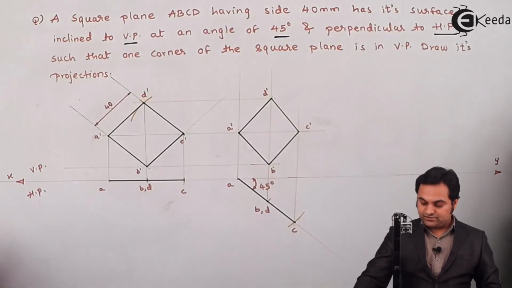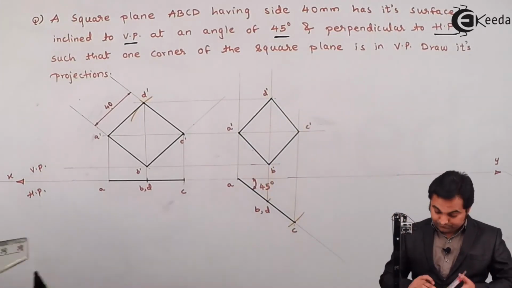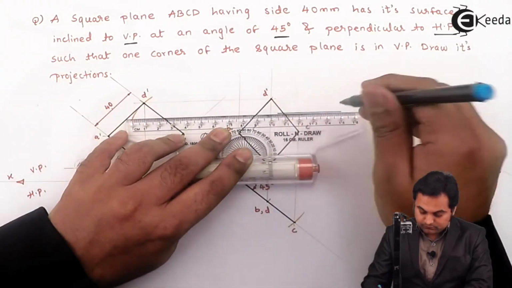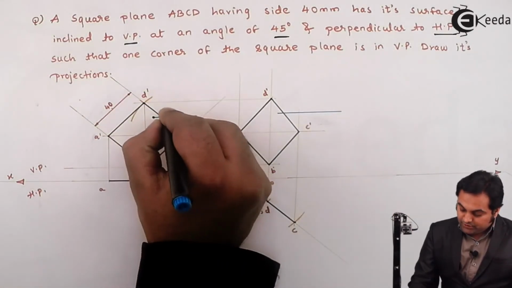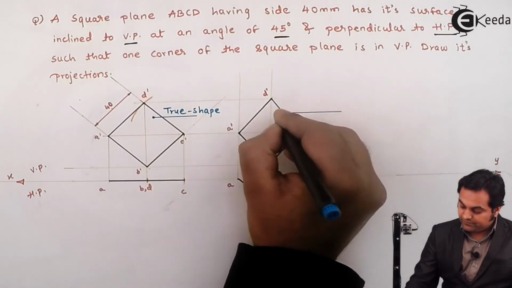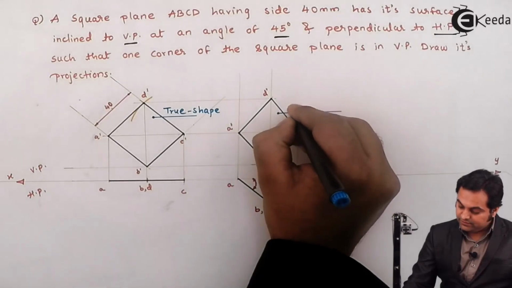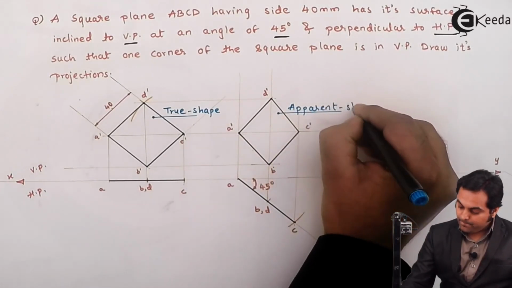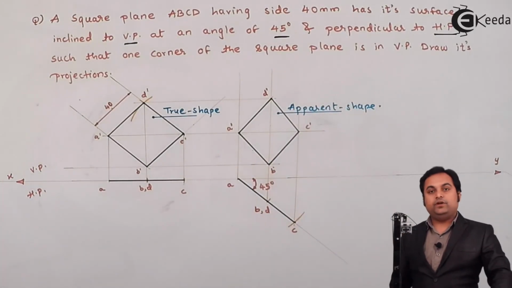The shape has been changed, so here I'll write down, this is the true shape of the square plane, and here is the apparent shape. And with this we complete the problem.